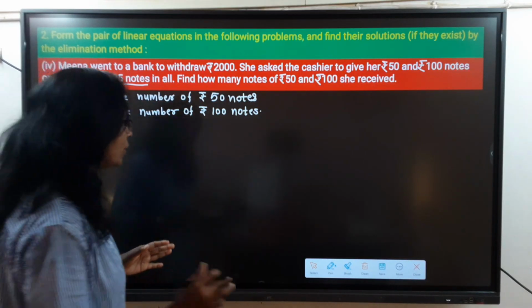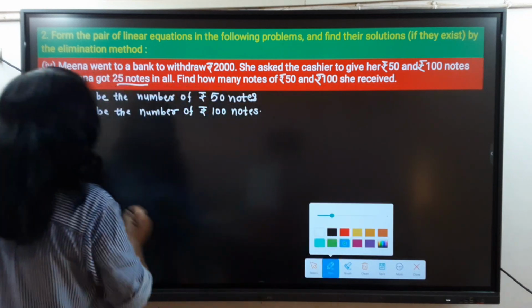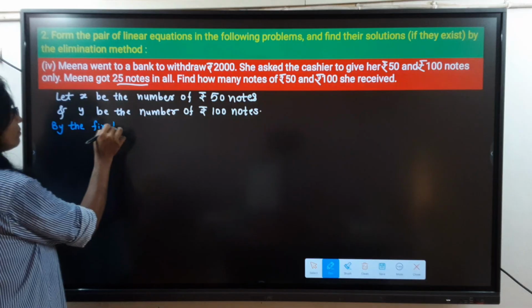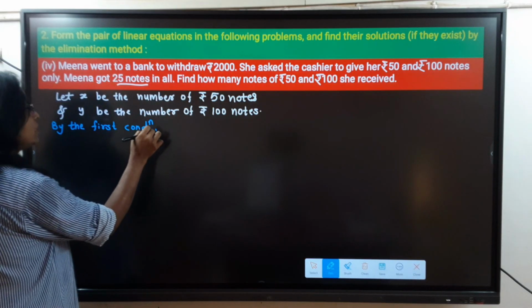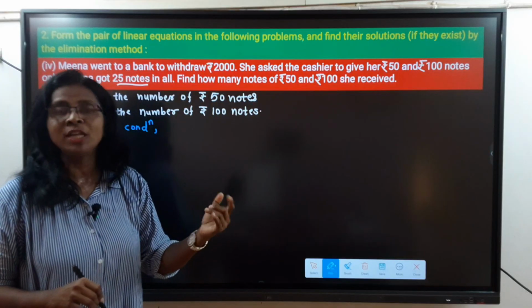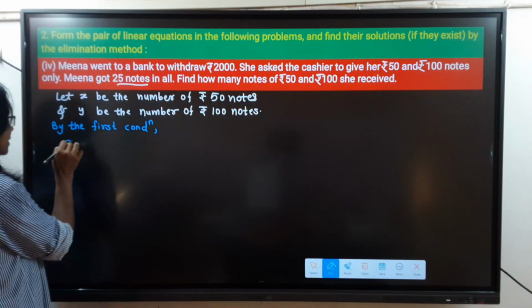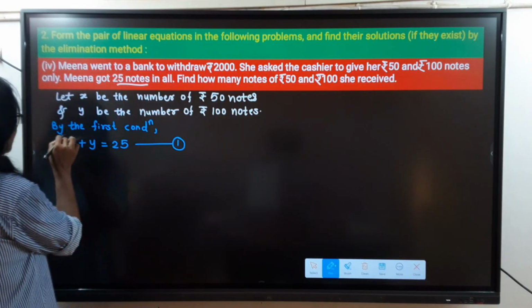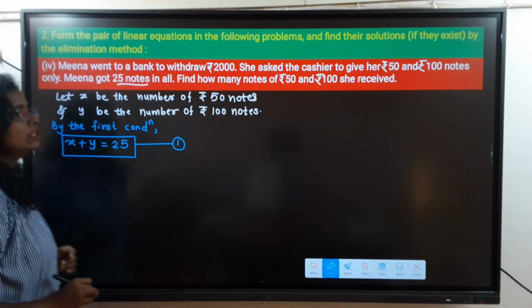So now here students, by the given condition. The first condition says that Meena got 25 notes in all. And that means, students, here x plus y is equal to 25. And this one we call the first equation, that came from the first condition.